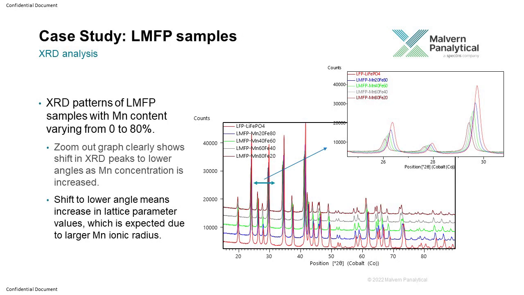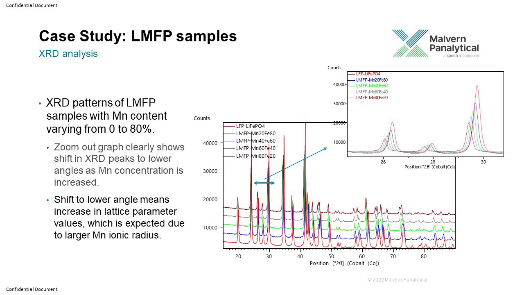So this is one example of LMFP. Here, lithium iron phosphate is substituted with different amounts of manganese: 20%, 40%, 60% and 80%. When you dope with manganese, the XRD peaks shift to the left, and a shift to the left means lattice expansion. So the lattice is expanding because of the higher manganese content.